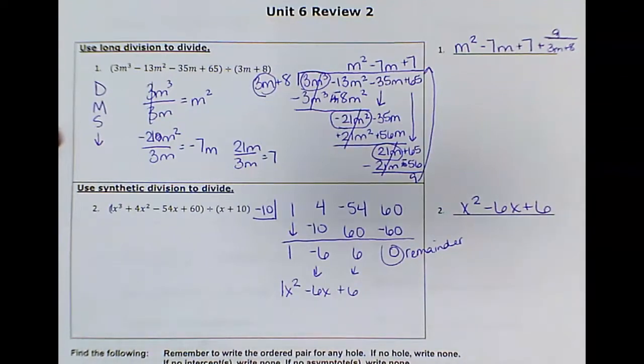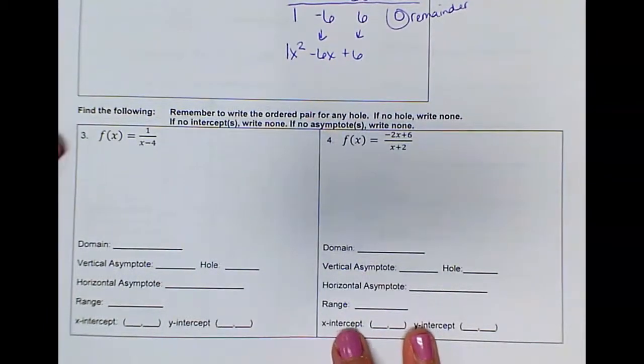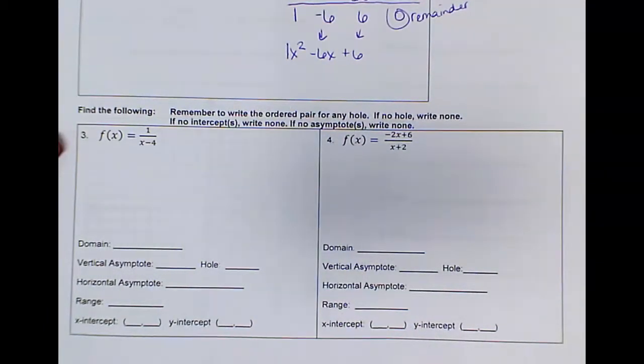Okay, moving down to number 3 and 4, which share the same instructions. It says find the following. Remember to write the ordered pair for any hole. If no hole, write none. If no intercepts, write none. If no asymptotes, write none.